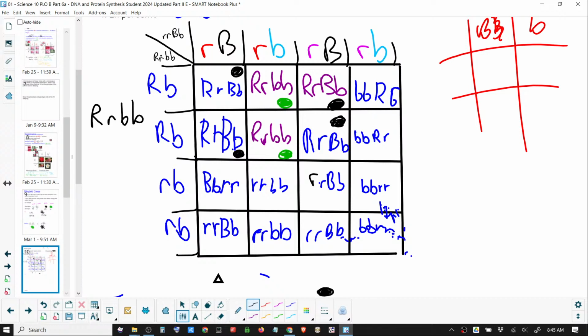Wait, why are the B's first? Technically, the B's should be first because of alphabetical order, so some people put them first. It actually doesn't matter as long as it's correct.